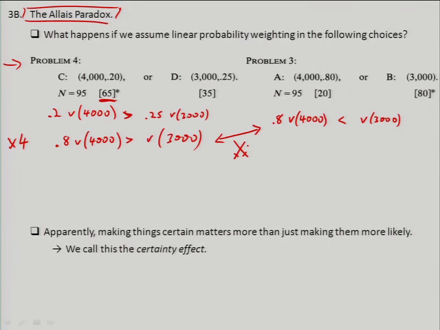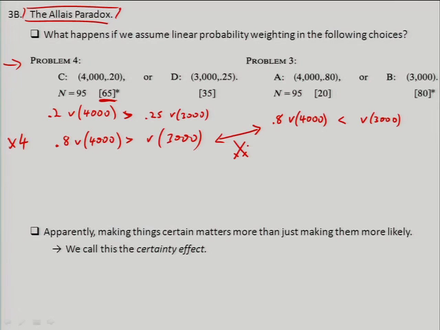We took problem 4, and we made both of the outcomes 4 times as likely. Yeah? We just scaled up the probabilities by a constant factor of 4. And apparently, when we made these things more likely by the same proportion, making one of them certain mattered more than making the other one just more probable. Right? So sometimes we talk in terms of people having a taste for possibilities instead of probabilities. Okay? When this thing goes from possible to certain, it seems to have a stronger impact on preferences than when the 4,000 goes from being somewhat unlikely to relatively likely.